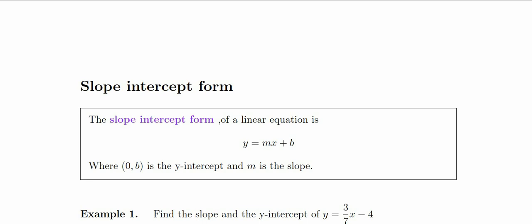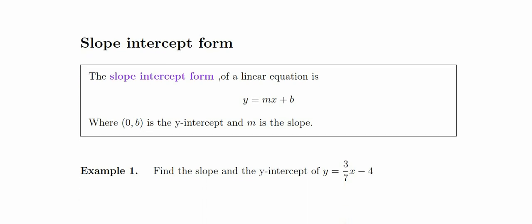Okay, so we're going to start here on linear equations and graphing and writing the equations of lines. Now there's three forms, or three ways an equation might look, and the first of these we're going to talk about is the slope-intercept form. Okay, so the slope-intercept form is probably the one that you're most familiar with already.